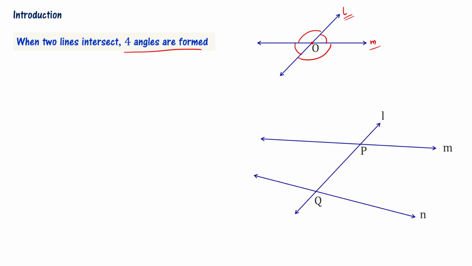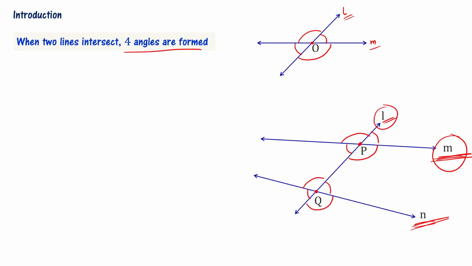Observe this figure. You have two lines M and N. These are two lines and there is a line L intersecting line M and N at two different points. Here at point P, line L is intersecting with line M, and at point Q, line L is intersecting with N, right? For example, if you look at only M and L, then there are 4 angles getting formed here, right? Around P. Similarly, around Q also, we are going to have 4 different angles, right?